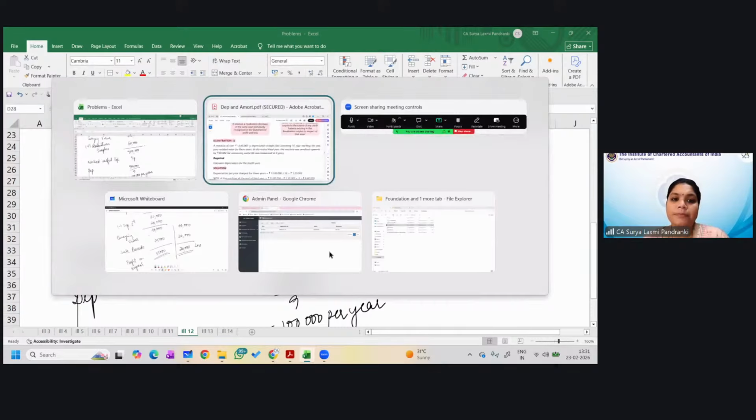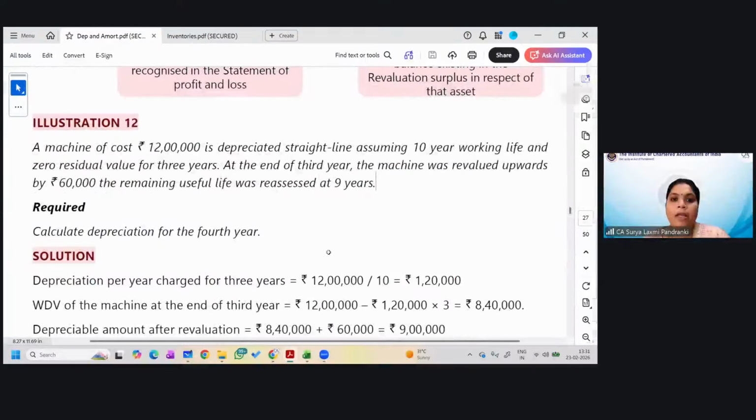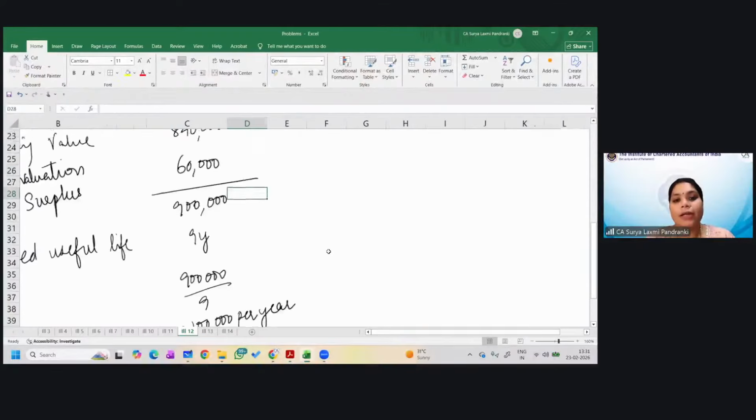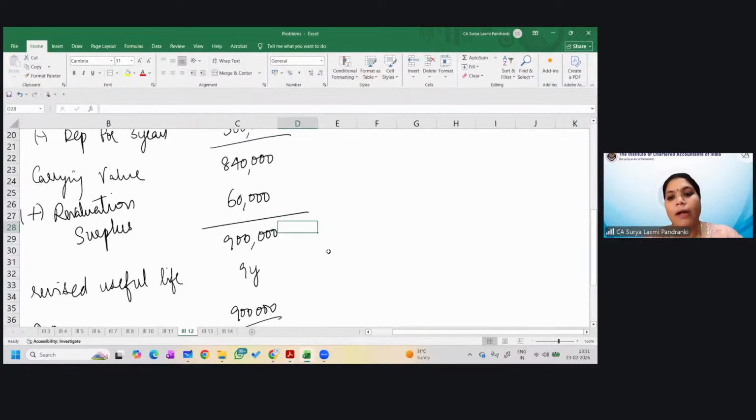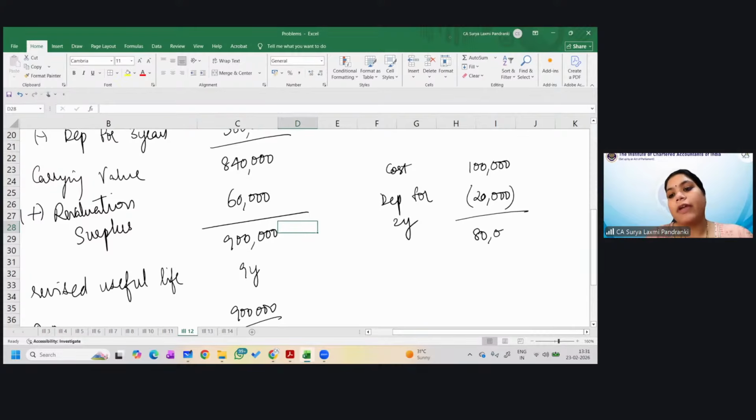This is clear, right? So when you have a revaluation, we'll discuss the small part also. Suppose an asset was purchased. Okay, I'll give you an example. An asset was purchased for 1 lakh. You provided depreciation for 2 years. Okay, so 20,000 depreciation was provided. I have a balance of 80,000.